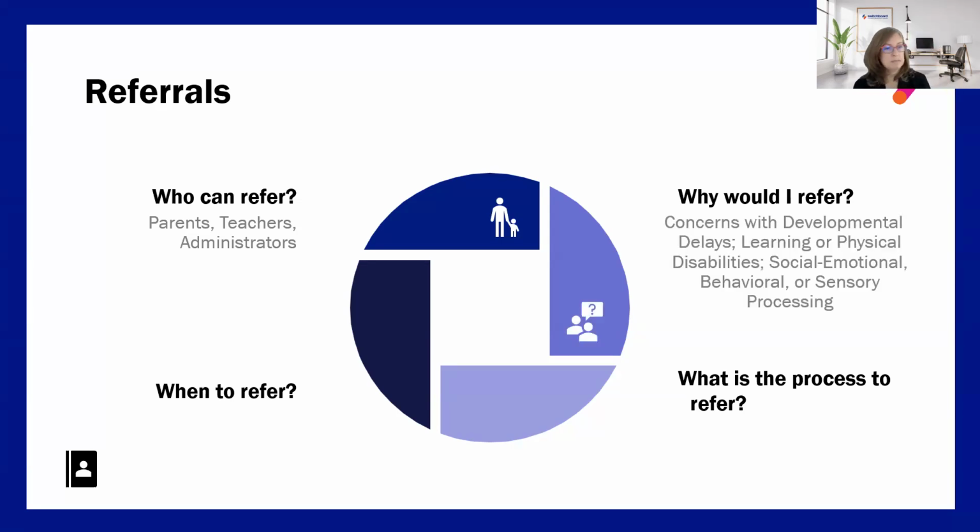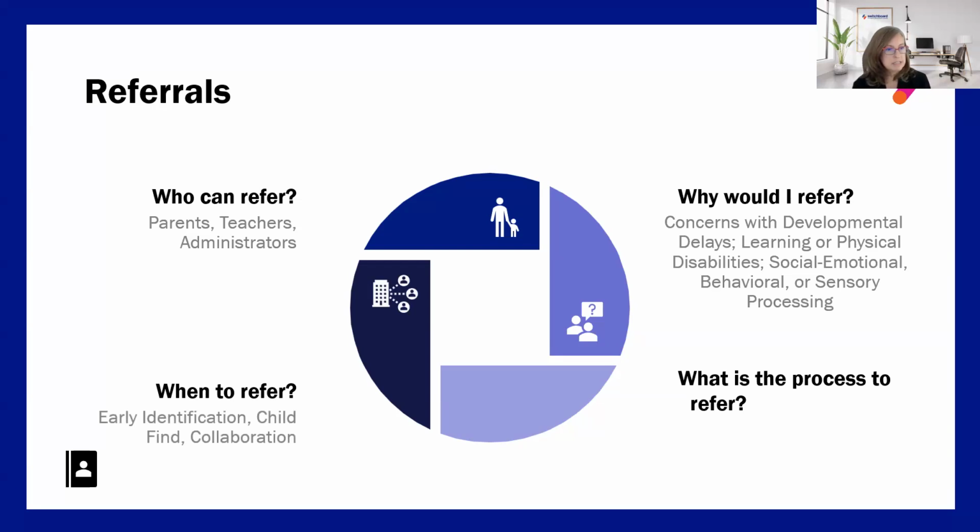Newcomer families may wonder, why would I refer? A parent may refer their child because they have concerns with developmental delays, with learning or physical disabilities, with social emotional behavior or sensory processing. The parent may need to speak with a teacher to assess whether their concerns are relevant in this case. But once there is a concern, when to refer is at that moment, right?